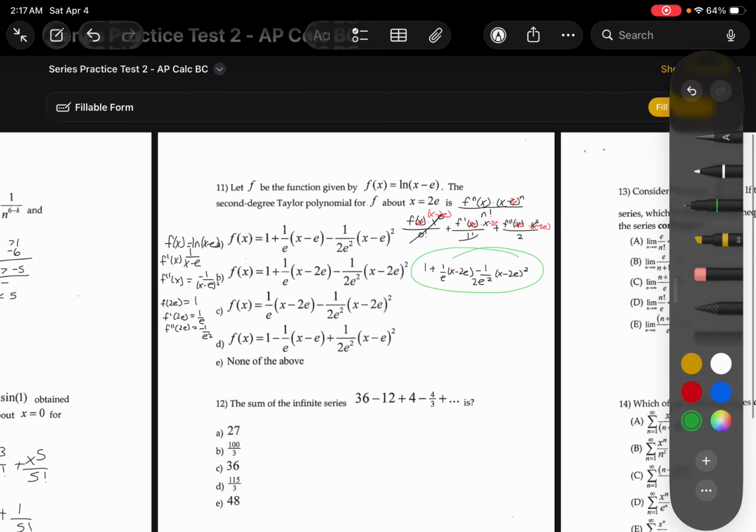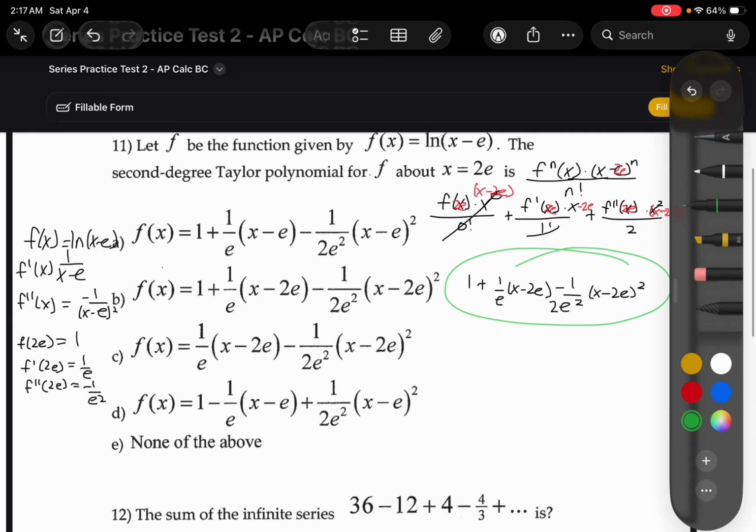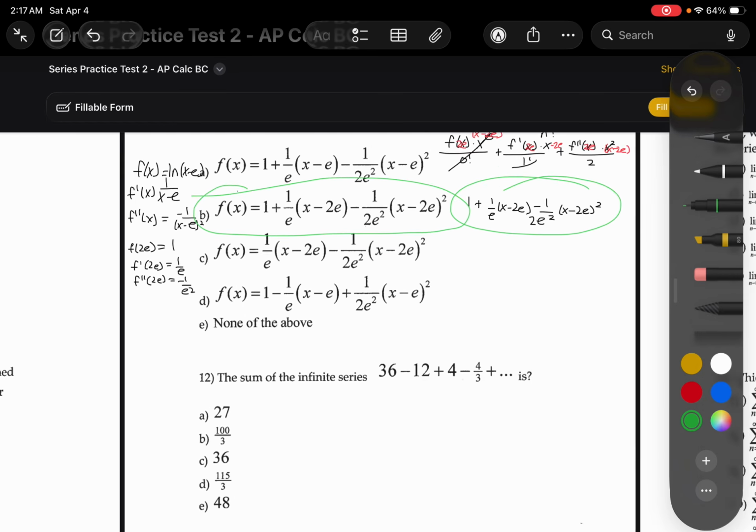You guys are expected to know that too. Which answer choice matches with mine? It's going to be B. So B is our answer.